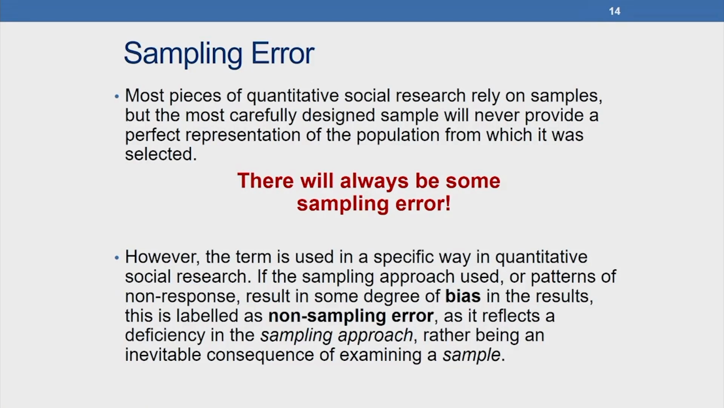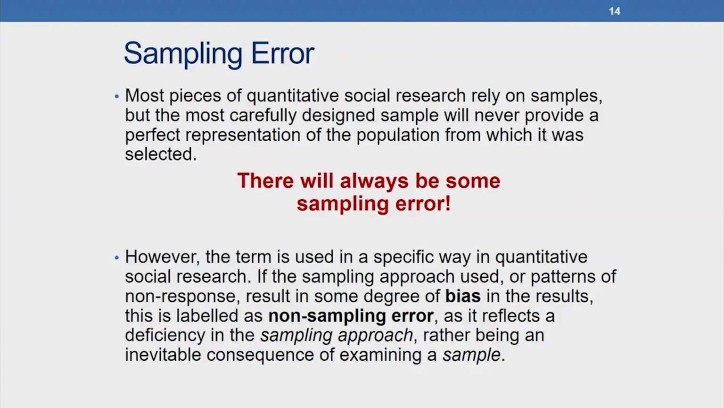Before moving on to random samples, let us also spend a little time on sampling error. Often when we are presenting our results from the sample and discussing our sample statistics, there is also mention made of sampling error. So, what is sampling error and why is reporting sampling error also important? Most pieces of quantitative social research, as we now know, rely on samples, but the most carefully designed sample will never provide a perfect representation of the population from which it is selected. There will be some amount of error.